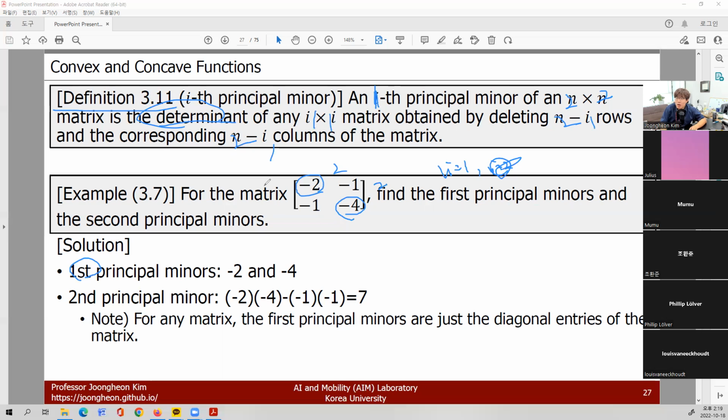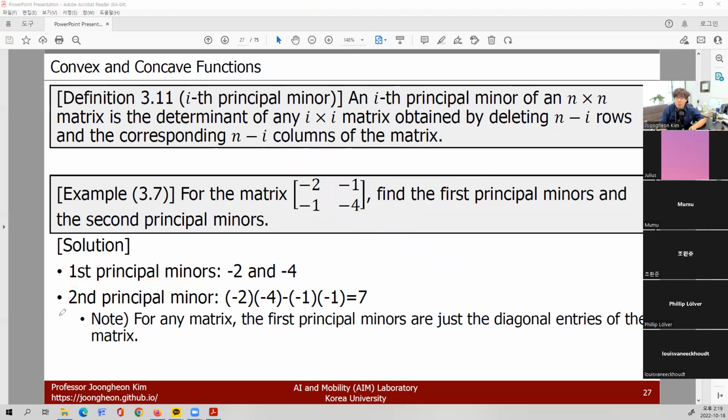So you are deleting this one and this one. Now you only have this one. Or you are deleting this one or deleting this one. That's why you only have this one. That's why when you calculate the first principal minor, you are selecting the diagonal entries, right? That's why -2 and -4. You don't need to calculate anything. You just take the diagonal entries.